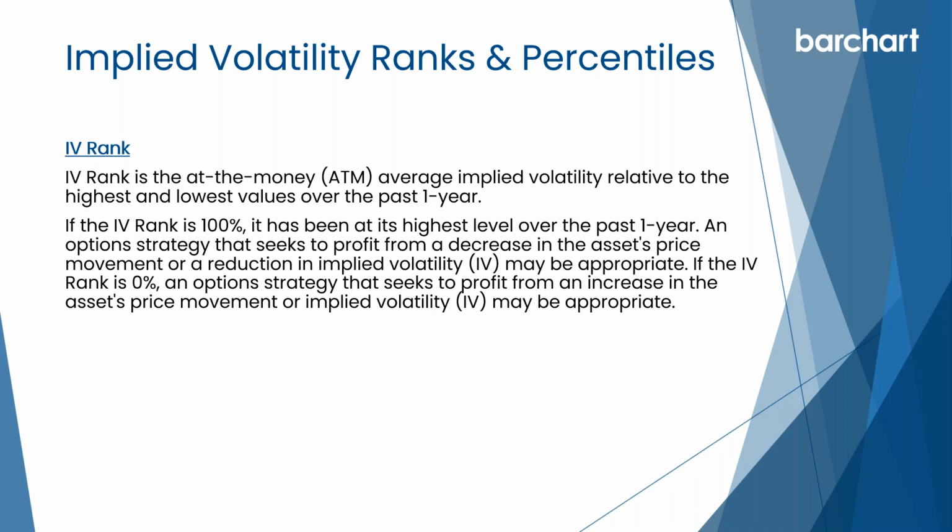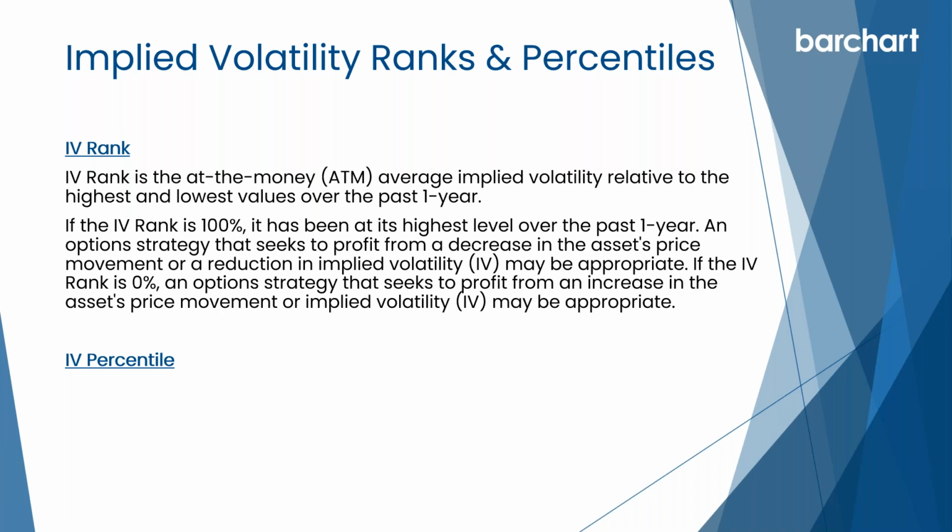And an option strategy that seeks to profit from the decrease in the asset price movement, not necessarily direction, just movement, or the reduction in implied volatility may be appropriate. If the implied volatility rank is 0, an option strategy that seeks to profit from an increase in the asset price movement or an increase in implied volatility may be appropriate.